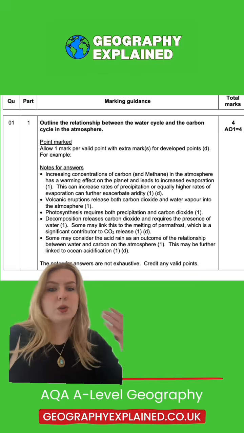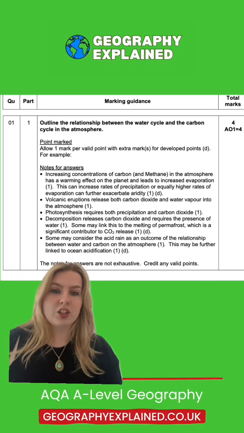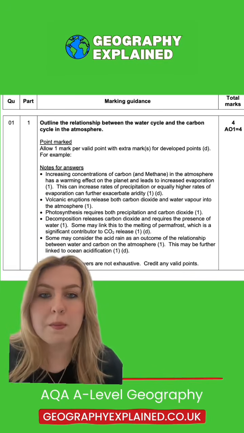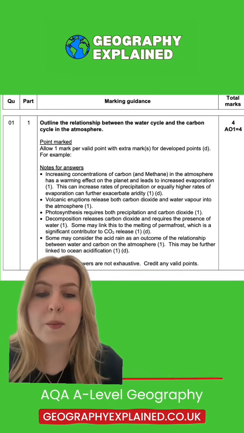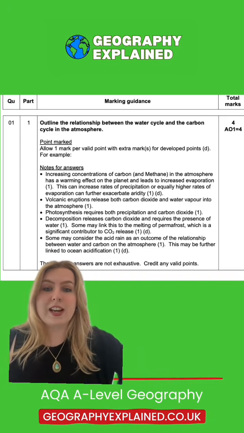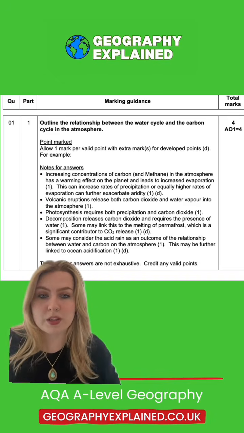Now, a really good final thing to talk about would be acid rain. So we could talk about acid rain as an outcome of that relationship between water and carbon in the atmosphere. You could then link that into things like ocean acidification if you're confident in explaining a little bit about how that process works.